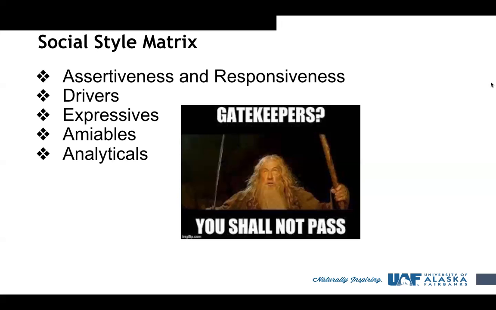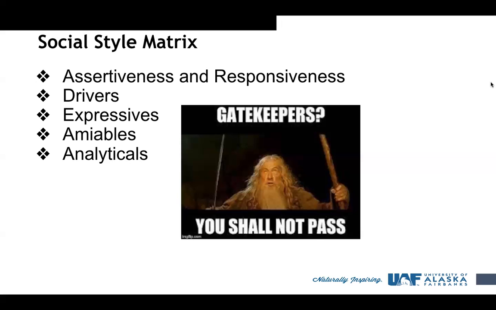And then your analyticals, these are people that tend to distrust decision making. In fact, they could be really slow decision makers. They're pretty meticulous, disciplined, quiet, reserved, and usually not very outgoing. So they can be introverts or internal people.